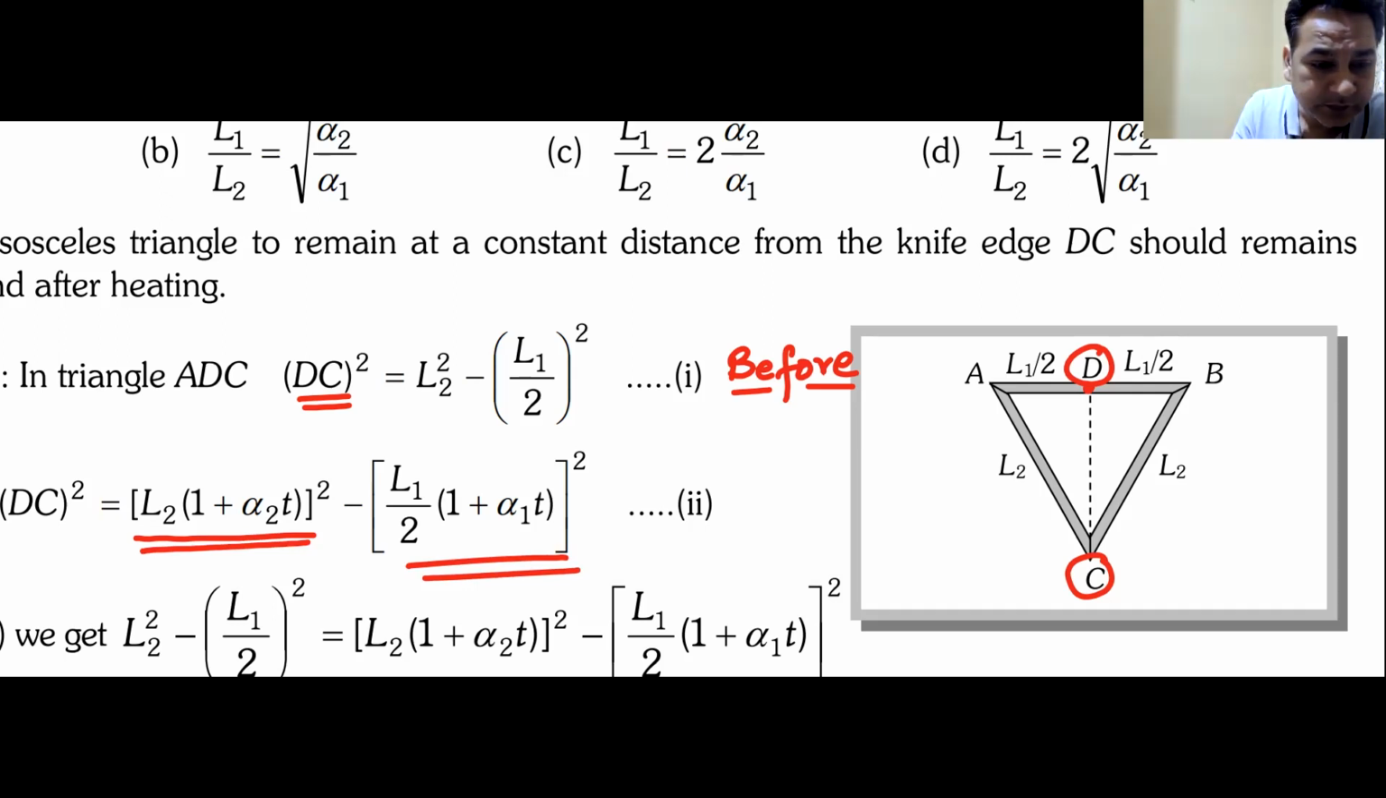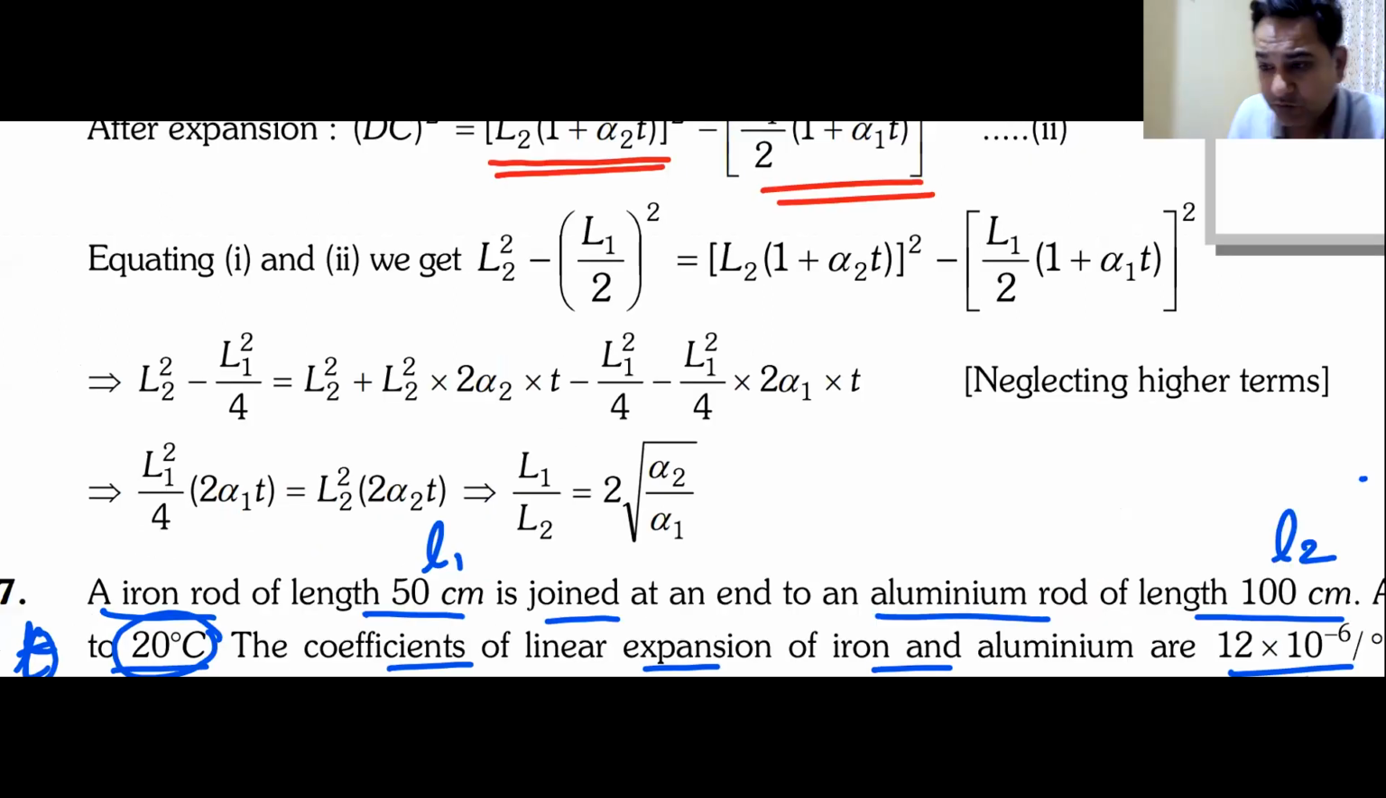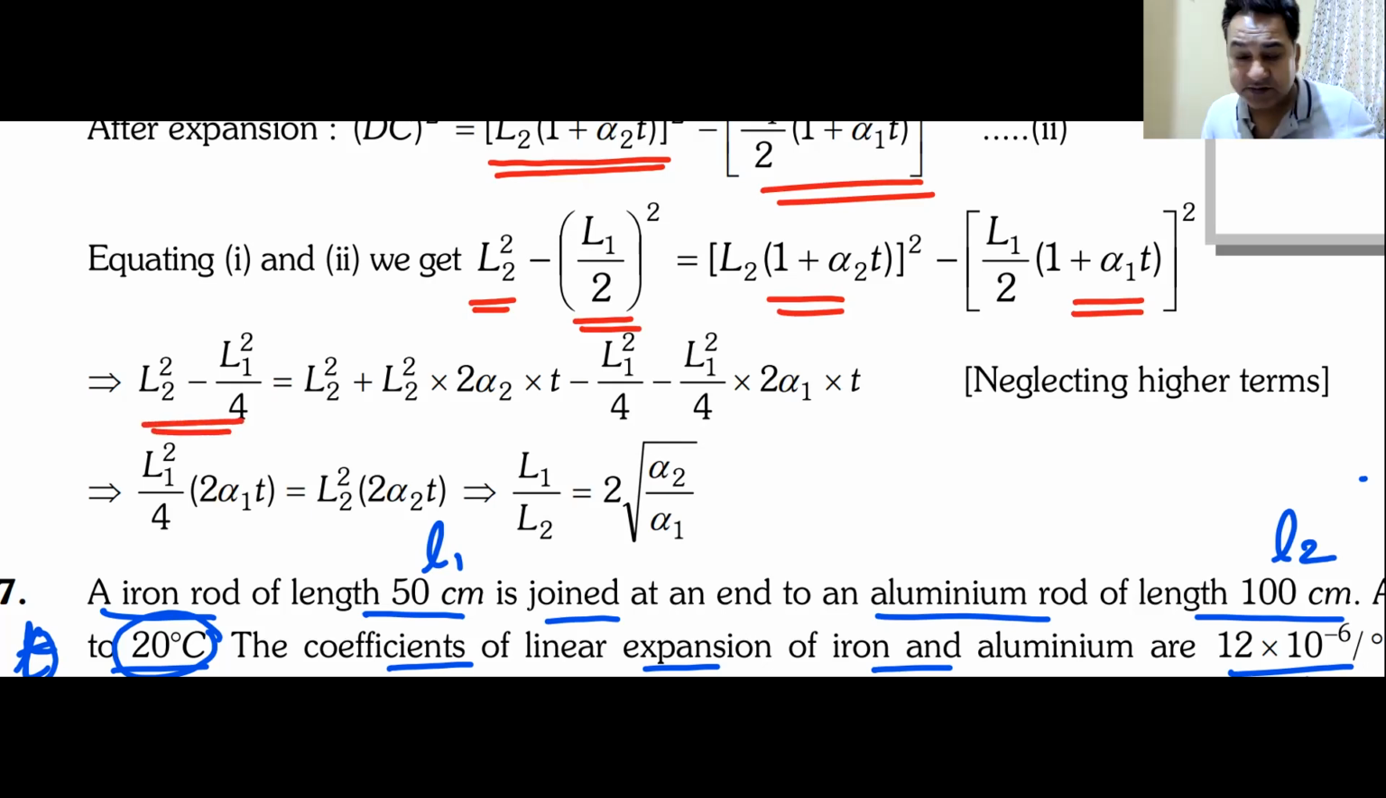Yes, sir. That's it. Then you equate equation number 1 with equation number 2. This is equation number 1, L2 square minus L1 by 2 whole square. This is equation number 2. And after this, in fact, before this also, physics has finished. Now this is all maths. On the left hand side, I have this. On the right hand side, I have this. We have neglected the higher terms and we end up with this.